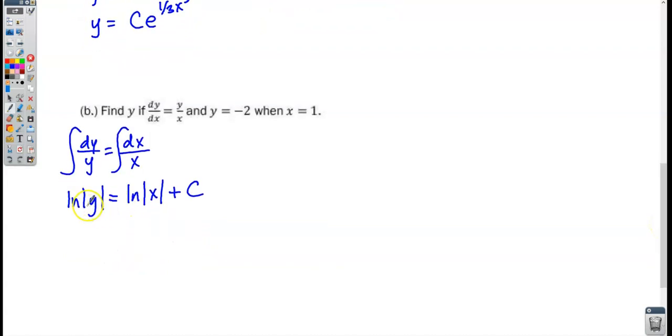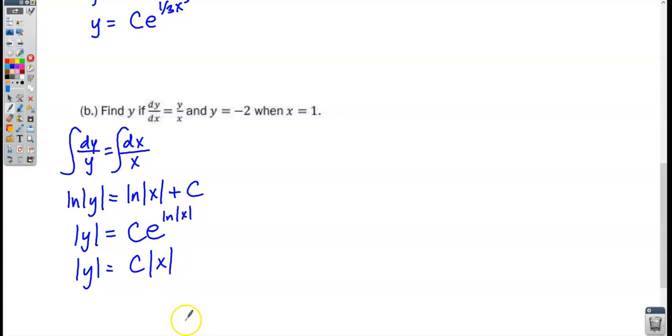I raise both sides of this equation e to that power, which gives me the absolute value of y equals c e to the natural log of the absolute value of x, which now is just going to be the absolute value of x. From this absolute value, I can absorb the sign into the constant. I can't do that with the other side, though. And so we get as our general solution y equals c times the absolute value of x.